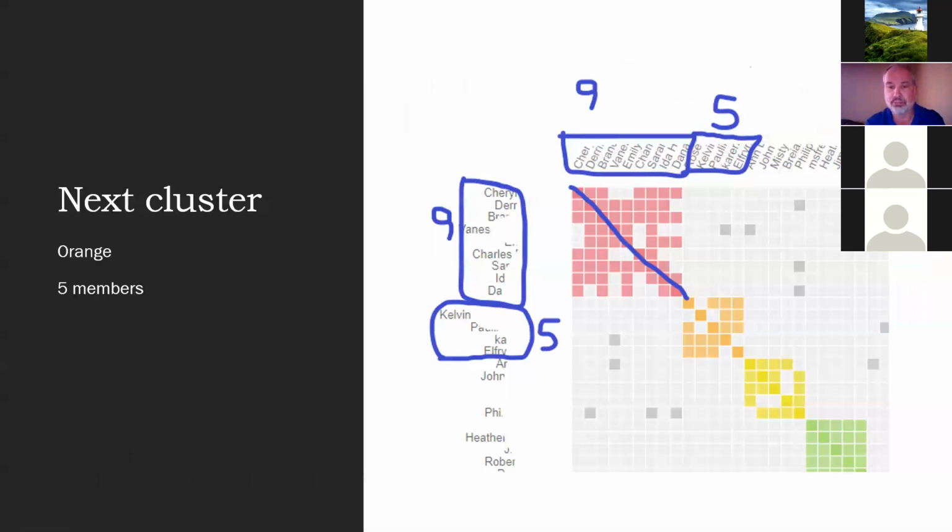In the next cluster, I've kind of zoomed in a little bit. There are 5 people in the next cluster, and those 5 people are orange in this case. The color coding actually is not something that makes a difference. Cluster number 1 can be red, cluster number 2 can be orange. The colors don't really matter. The fact that they're grouped together is what's important.